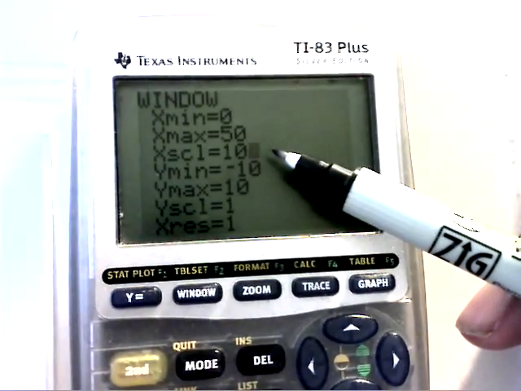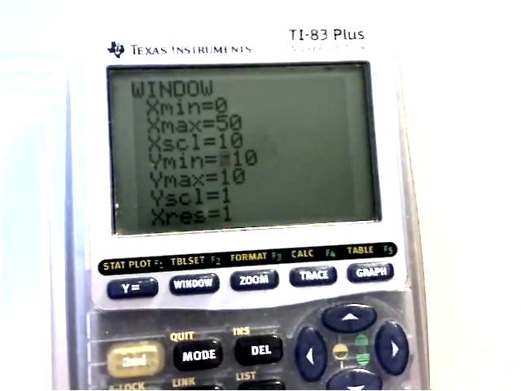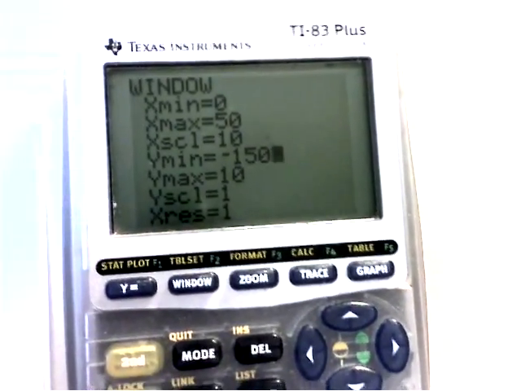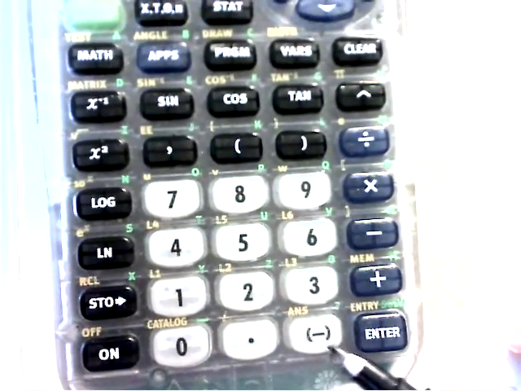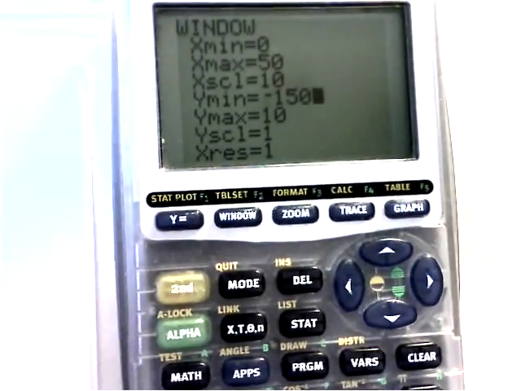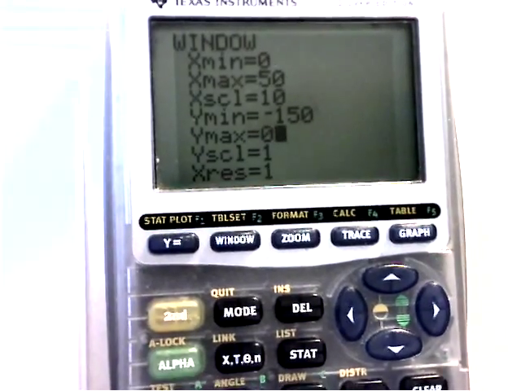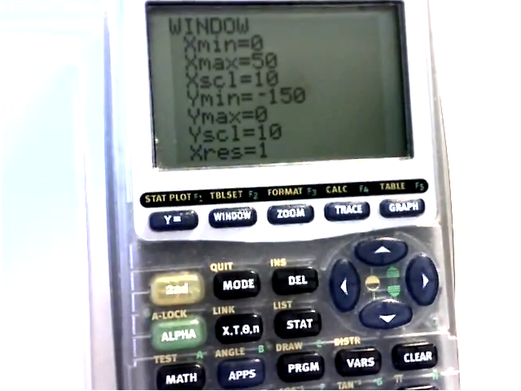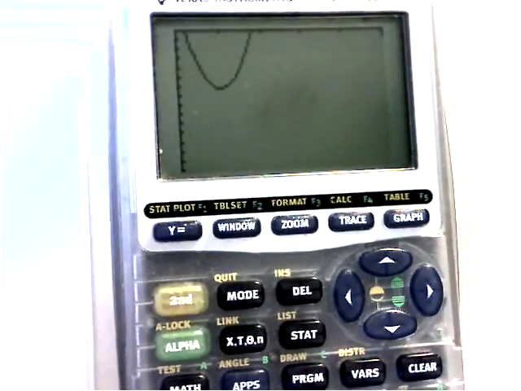And then the y minimum, we'll change that to negative 150. Now keep in mind the negative key is down at the bottom. That's your negative key. And then your y max is going to be 0, so hit your down arrow key, go to it, and type in 0. Let's also change that y scale to 10. Okay. And then we'll press graph.